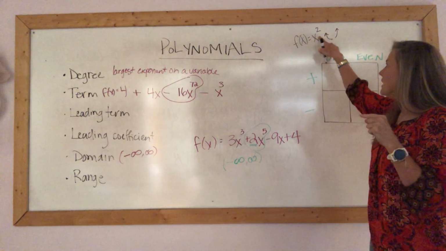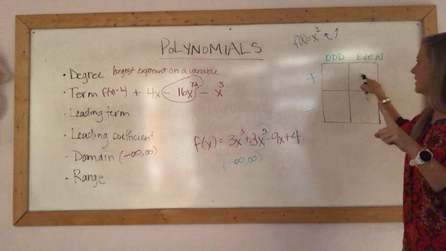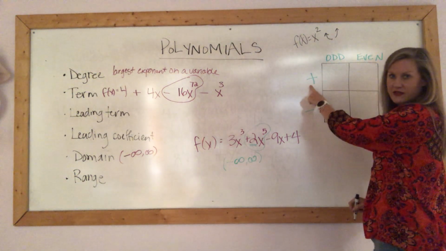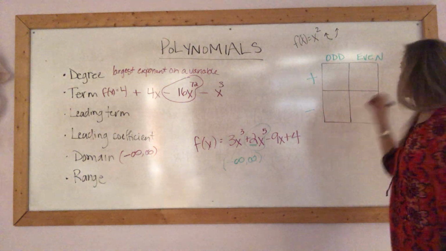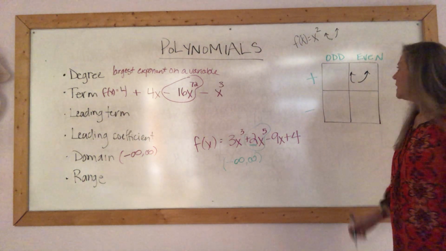If the degree is even and the leading coefficient is a positive number, you're up, up. And that's how it goes every single time.